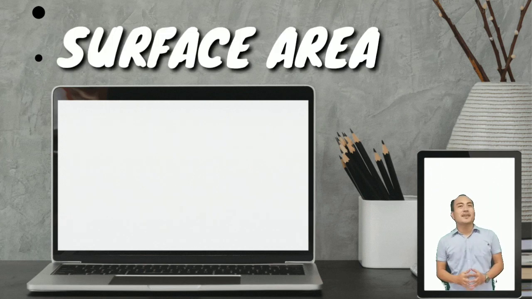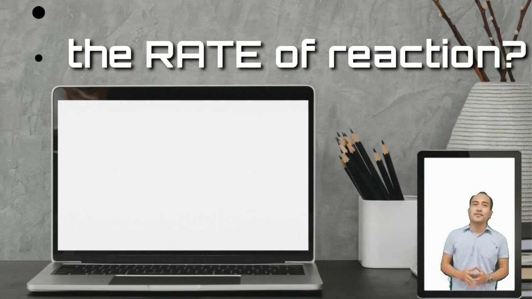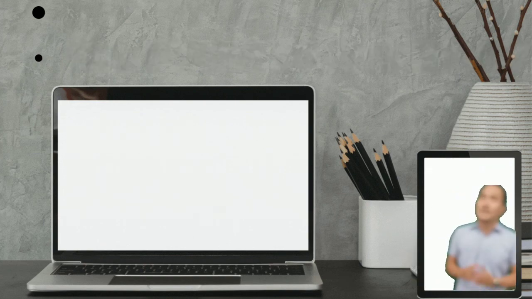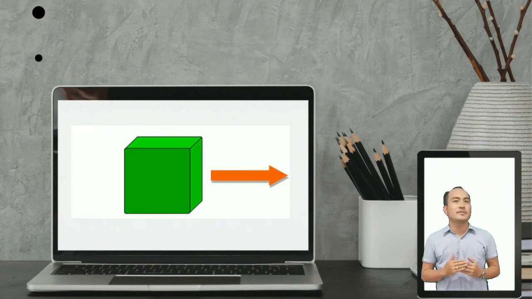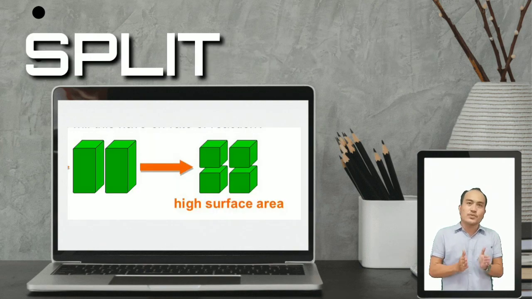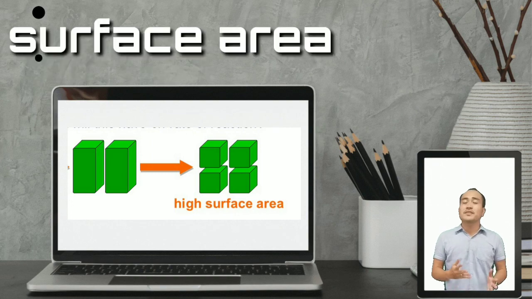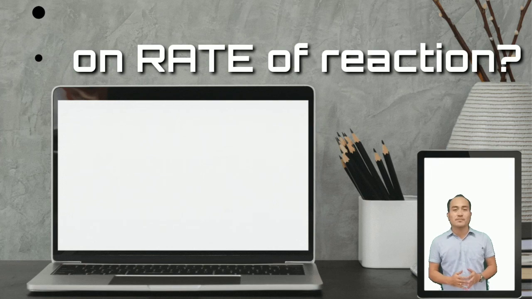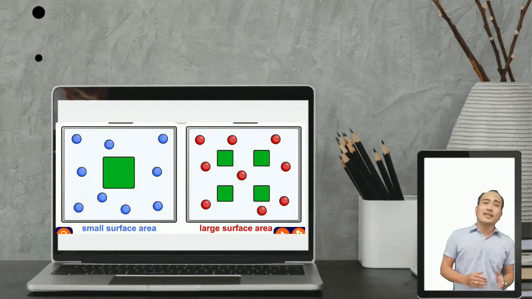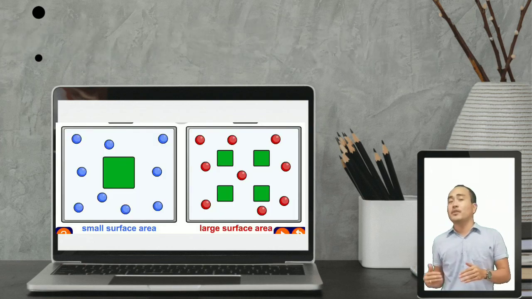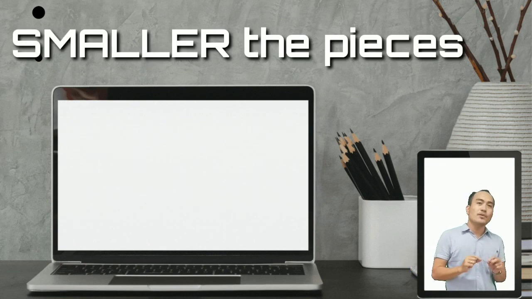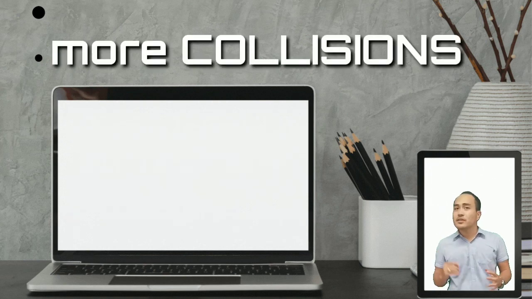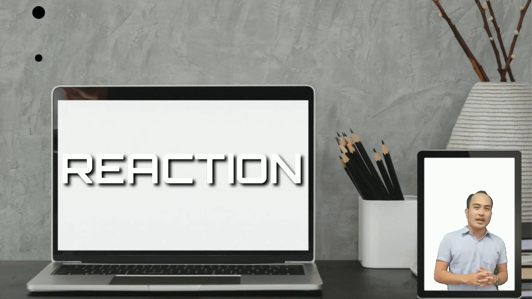What about surface area? How does it affect the rate of chemical reaction? Any reaction involving a solid can only take place at the surface of a solid. If the solid is split into several pieces, the surface area increases. What effect will this have on rate of reaction? This means that there is an increased area for the reactant particles to collide with. The smaller the pieces, the larger the surface area. This means more collisions and a greater chance of reaction.